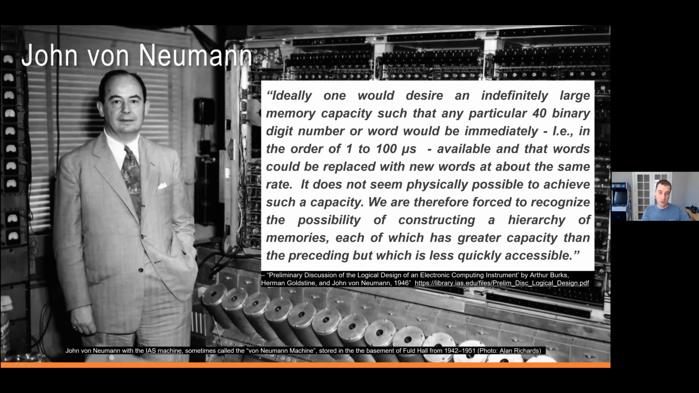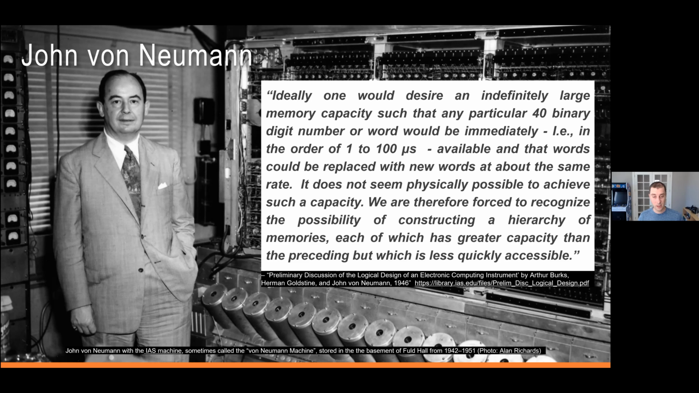So in 1946, Arthur Burks, Hermann Goldstine, and John von Neumann released a paper entitled Preliminary Discussion of the Logical Design of an Electronic Computing Instrument, in which they say, ideally, one would desire an infinitely large memory capacity such that any particular 40-bit number or word would be immediately available, and that words would be replaced with new words at about the same rate. It does not seem physically possible to achieve such capacity. We are therefore forced to recognize the possibility of constructing a hierarchy of memories, each of which have greater capacity than the preceding, but is less quickly available.